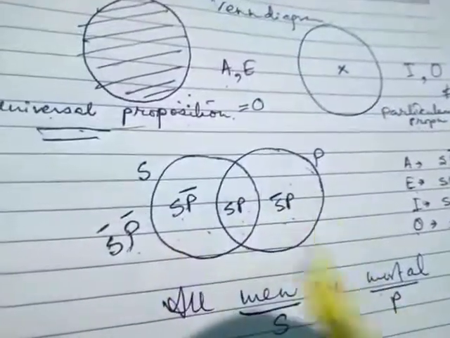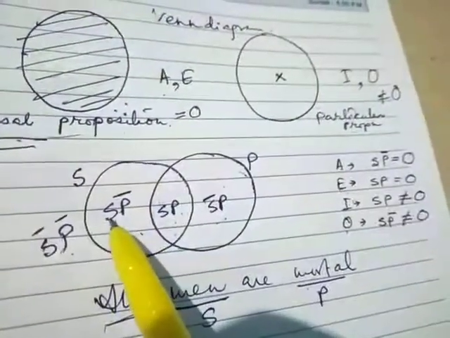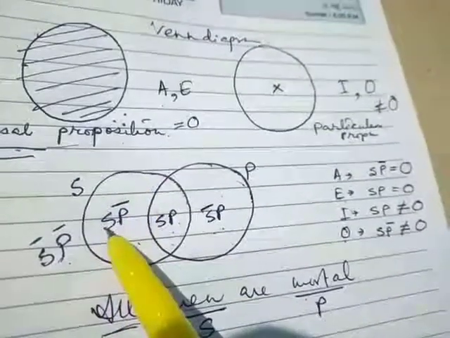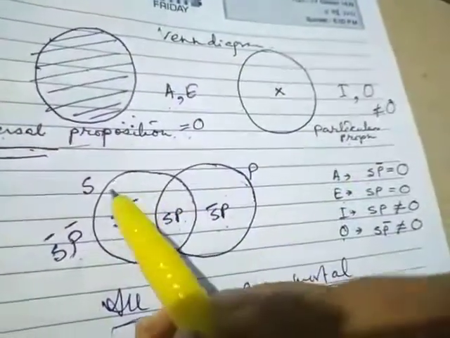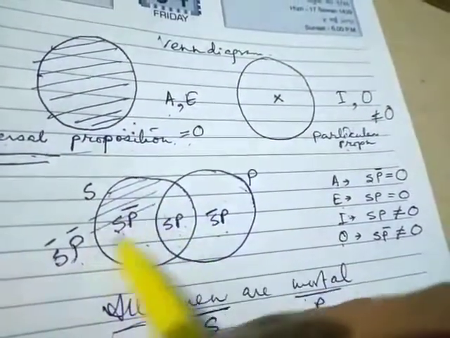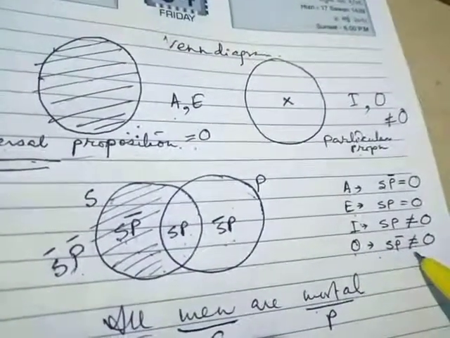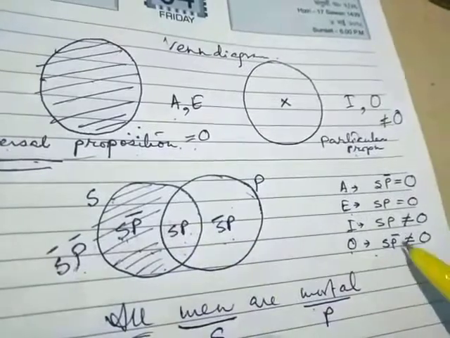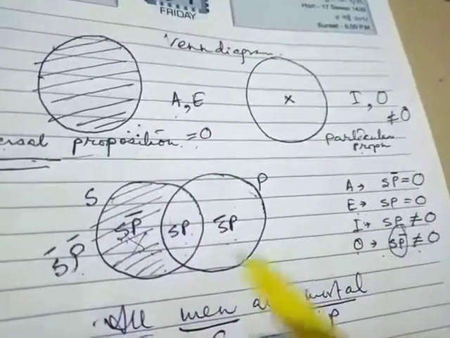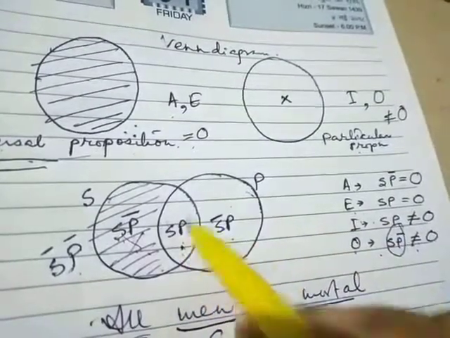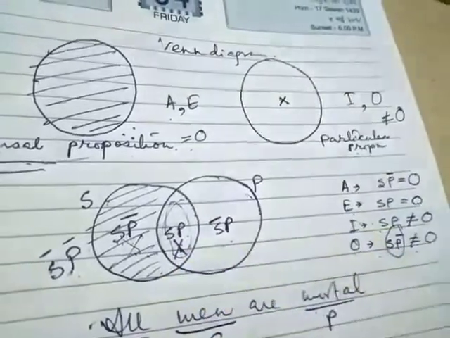So if this is a proposition with SP bar equal to 0, this section is SP bar. For equal to 0, or a universal proposition, we put shade, so we will put shade here. But if this is a particular proposition, then in this SP section we will put a cross. Suppose this section is the I proposition, then it is not equal to 0, so I will put a cross here.